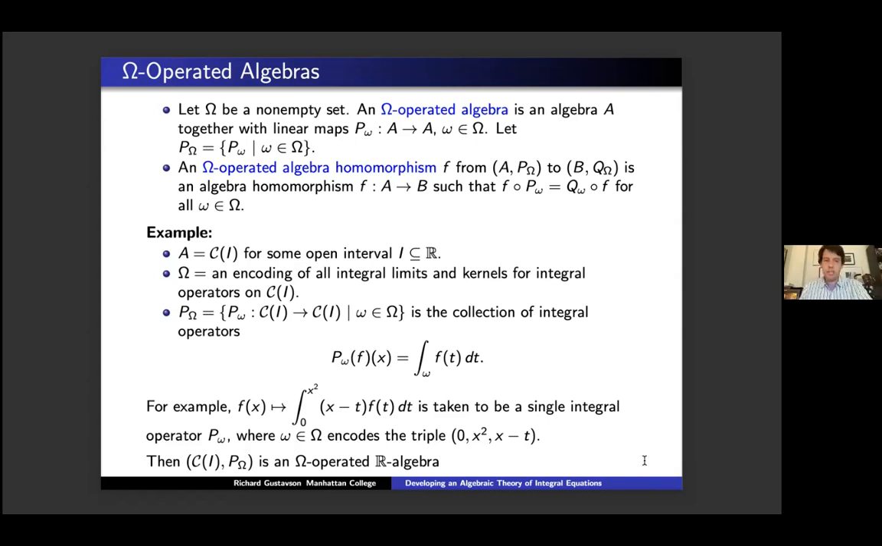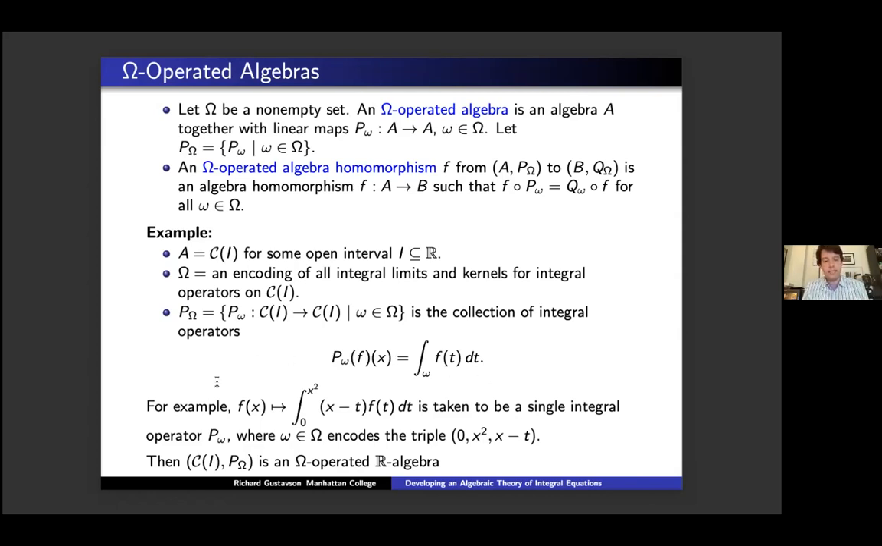So this is the general setting, but the specific case that you should be thinking of for all of this is the algebra A, the algebra of continuous functions, and omega is an encoding of all of the integral limits and kernels, and the P omegas are the integral operators. So when we write P omega of f, that's the omega integral of f of t dt. And omega is encoding the limits of integration and the kernel.